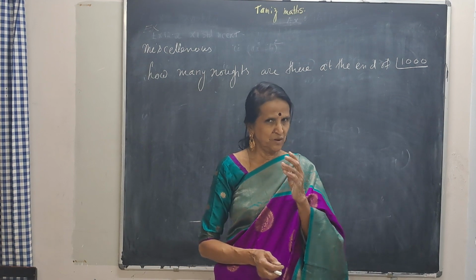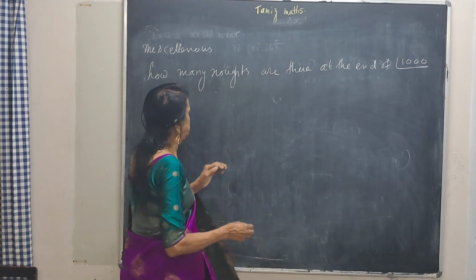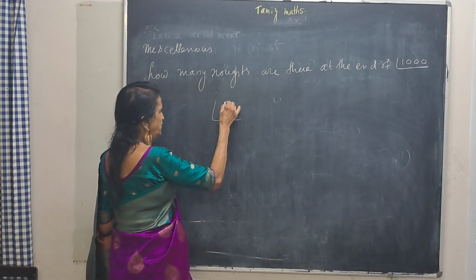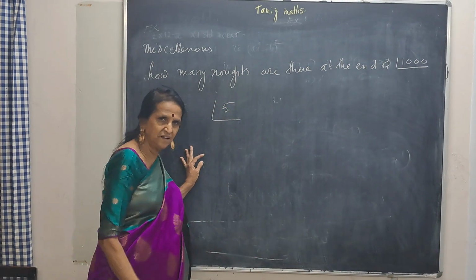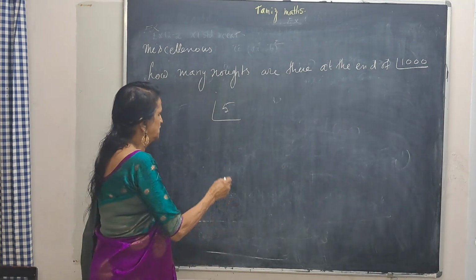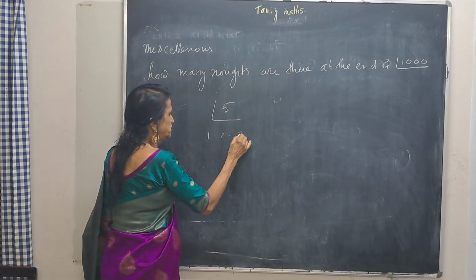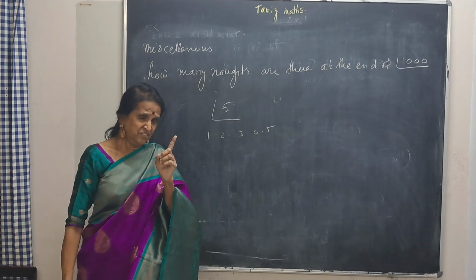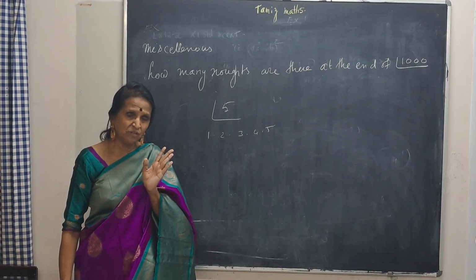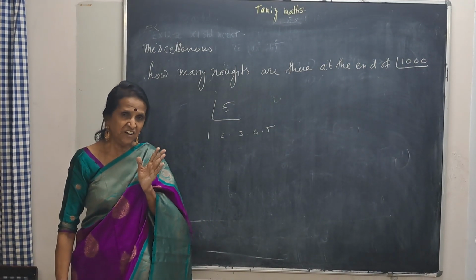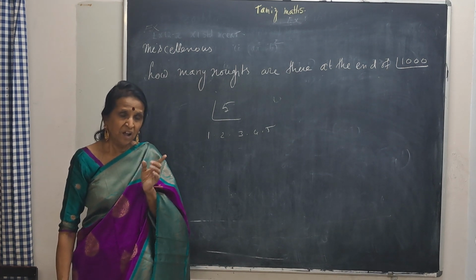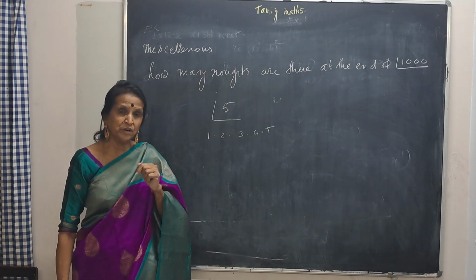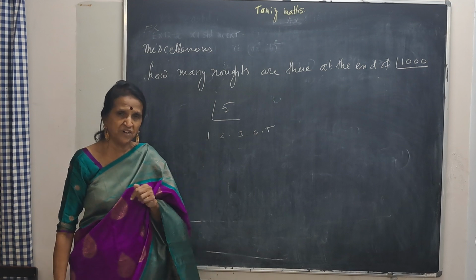I'll give a very small example. How many zeros will be there at the end of factorial 5? Let's take it like that. A small example. So this is 1, 2, 3, 4, 5. Every 5 and 2 will give you a 0. Every 2 will not give you a 0, because associated with every 2 you should have a 5.